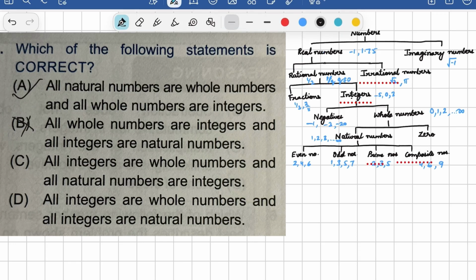So the third option is all integers are whole numbers and all natural numbers are integers. So we'll check here. All integers are whole numbers? No, all whole numbers are integers. So this option is again wrong. Then the fourth one is all integers are whole numbers and all integers are natural numbers. So this again is a wrong option. All integers are not whole numbers. All whole numbers are integers. Okay. This is also a wrong option. So the correct answer is A.